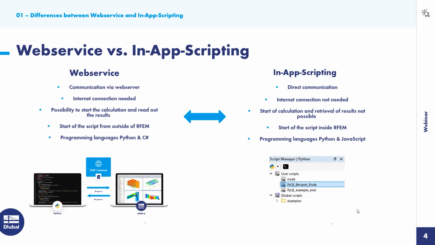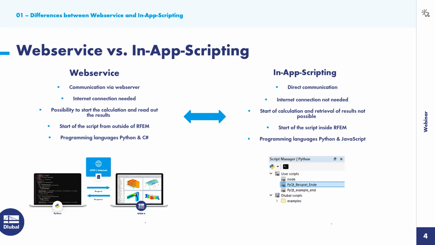But first of all, I would like to point out the differences between web service and in-app scripting. Web services are a type of application programming interface, so-called API, where an XML-based information exchange is used. Our web service offers certain functions to communicate with RFEM in Python and C#. The communication with RFEM is done via a server, and therefore an internet connection is necessary to use web service. Via web service, it's possible to create the geometry, start the calculation, and also read out the results. So it's basically possible to access nearly every function from RFEM via web service.